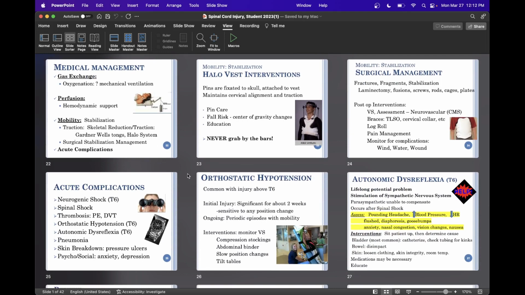If I have a halo, it's rods that are screwed into my scalp. So I need to do pin care. I need to look at that insertion point. Okay, is there any drainage? Is it red? Never ever grab those bars. The bars are attached to the halo. They do have a vest. It stays on for months. That hard vest stays on as well.